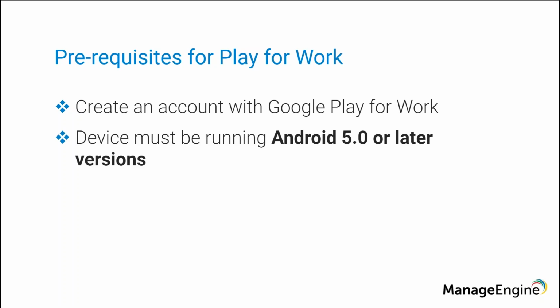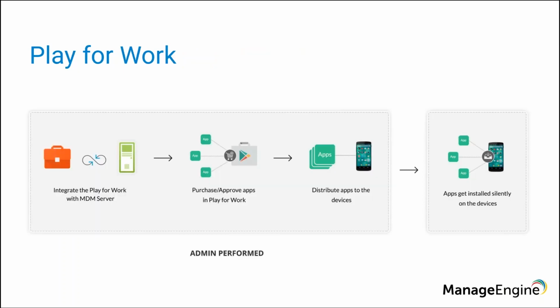And the prerequisites for Play for Work coming back would be the devices must be running 5.0 or later versions. The Play for Work is again similar, as I mentioned, to your Apple Business Manager service, and it is the service for silent app installation for your Android devices. So the workflow is again similar. You can integrate the Play for Work server with the MDM. You can purchase or approve applications, and then you can distribute the applications to your devices itself. So it's as similar as your Apple Business Manager solution.